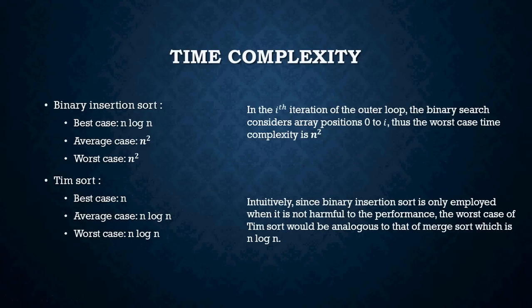Now for the time complexity of binary insertion sort in timsort: the worst case for binary insertion sort is n squared, and the worst case for timsort is n log n. The reason why the worst case for binary insertion sort is as bad as n squared is because in every ith iteration of the outer loop, the binary search considers and repositions 0 to i, thus the worst case time complexity simply gets squared.